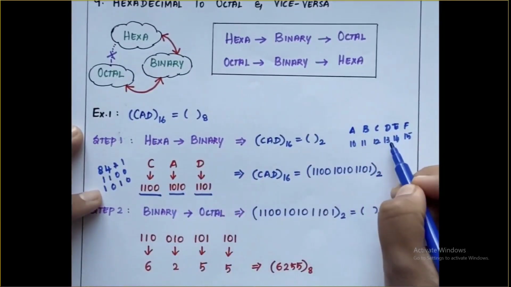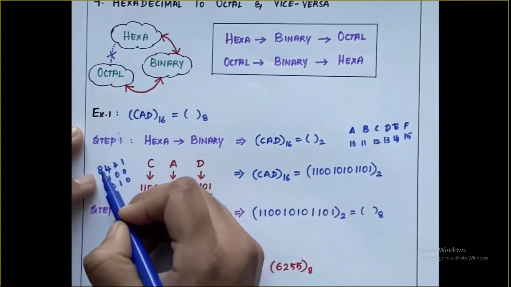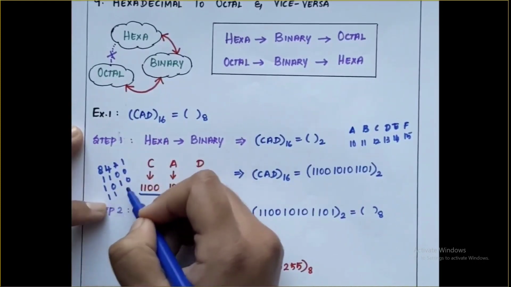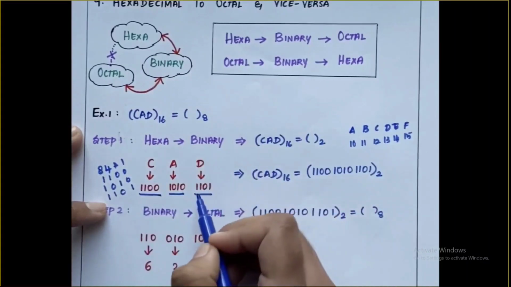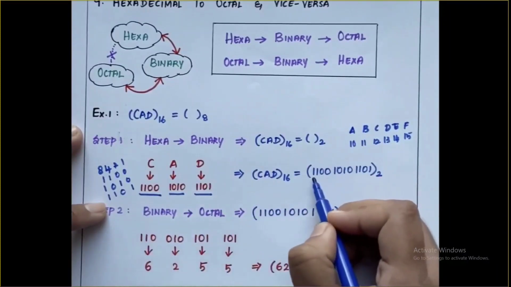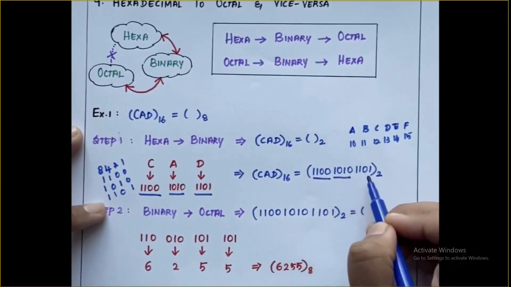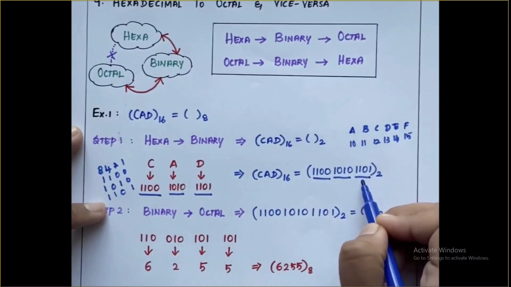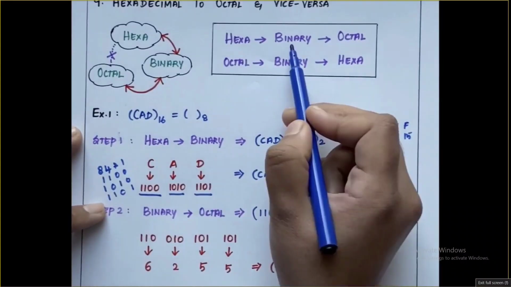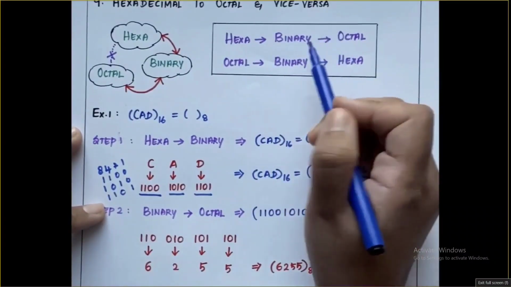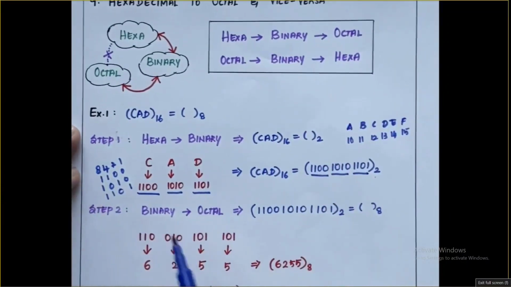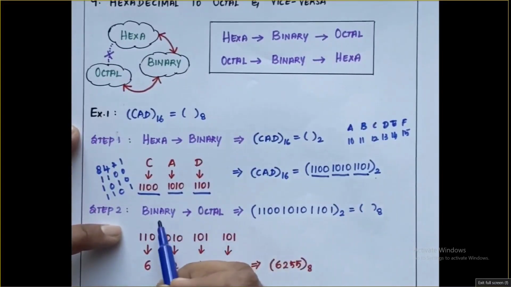Next for D it is 13. So 8 plus 4 plus 1 is 13. So 1101. This is the value of D. So to get the equivalent binary value, simply we can write it together, which is 1100, 1010 and 1101. So we have done the first step, which is converting a hexadecimal number into its equivalent binary number. The first step of hexadecimal to octal conversion is done using the binary in between. Now let us do the second step, which is converting binary into its octal number.